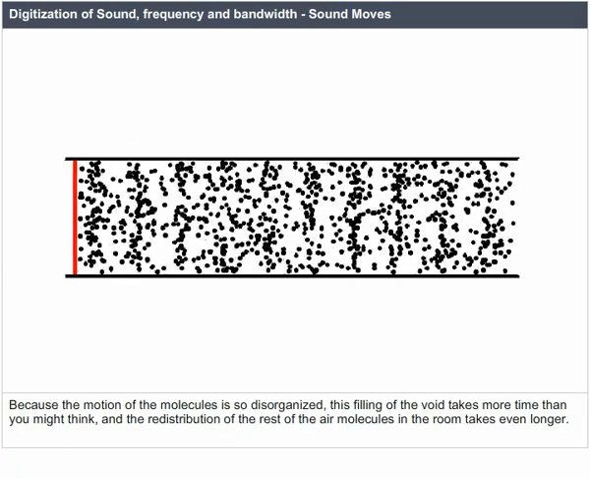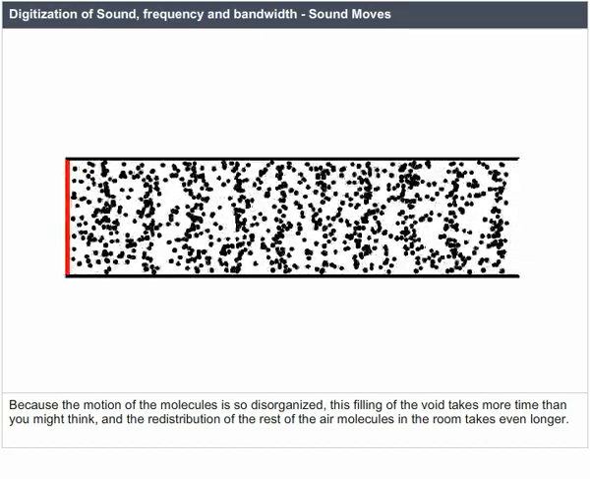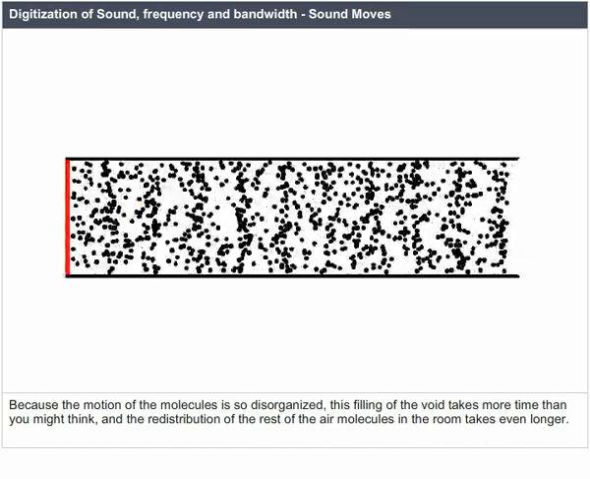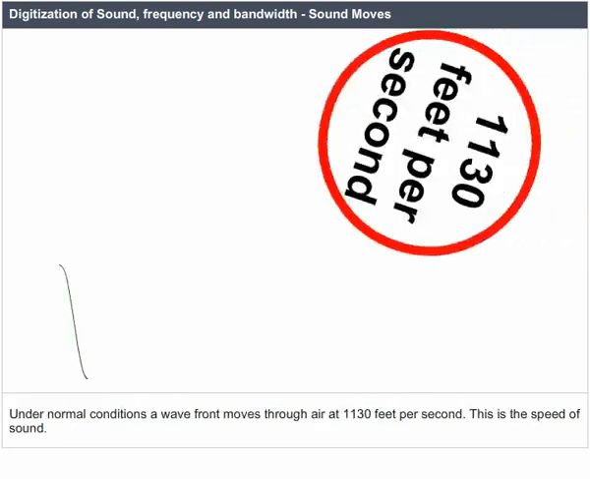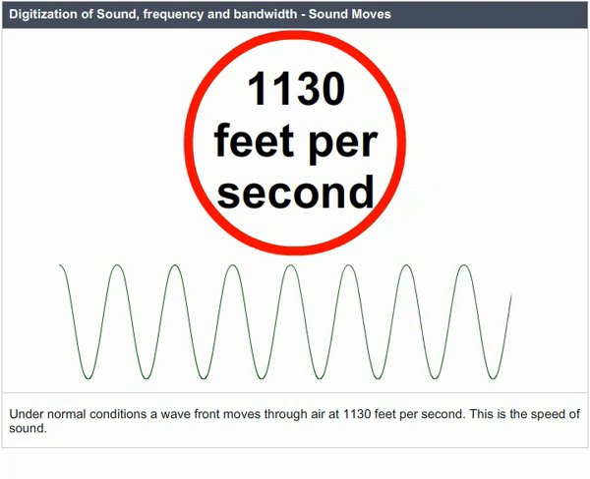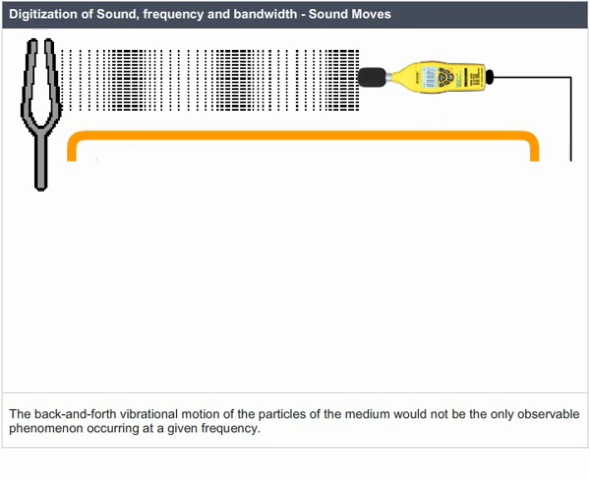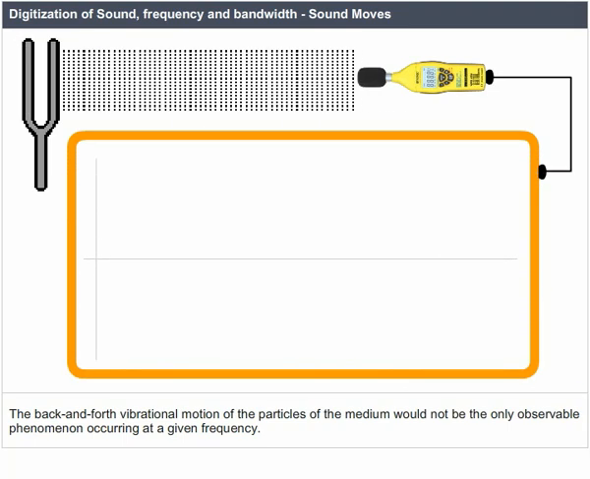Because the motion of the molecules is so disorganized, this filling of the void takes more time than you might think, and the redistribution of the rest of the air molecules in the room takes even longer. Under normal conditions, a wave front moves through air at 1130 feet per second. This is the speed of sound. The back and forth vibrational motion of the particles of the medium would not be the only observable phenomenon occurring at a given frequency.